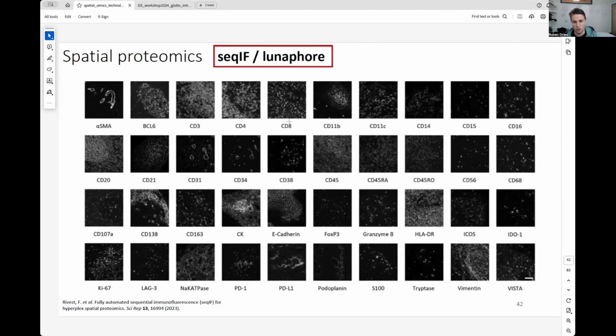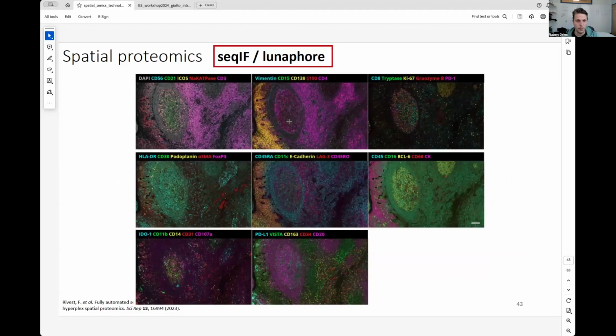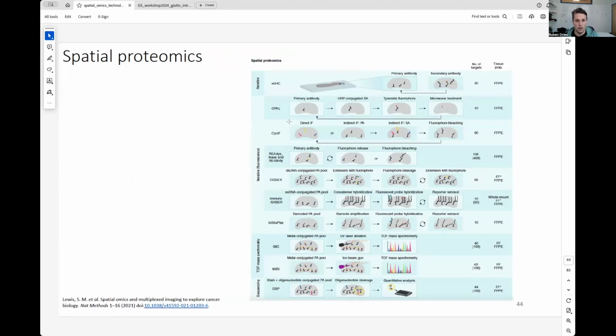You also have Codex or Akoya, you have IMC, and there are many other technologies that allow you to do something similar, although using slightly different technologies of multiplexing these antibodies. This is just a quick example of how Lunaphore data looks, and I think we will show one example later on in one of the tutorials about a Lunaphore data set. As I told you before, there are many other spatial proteomics data sets, and I will invite you to read that specific review if you want to know more about how each of them works.